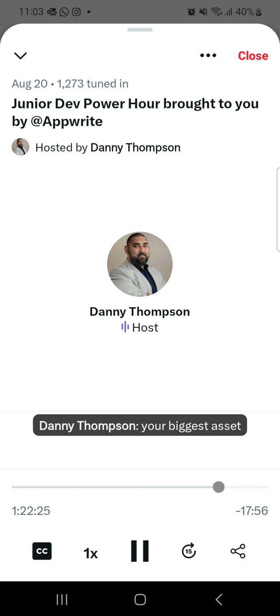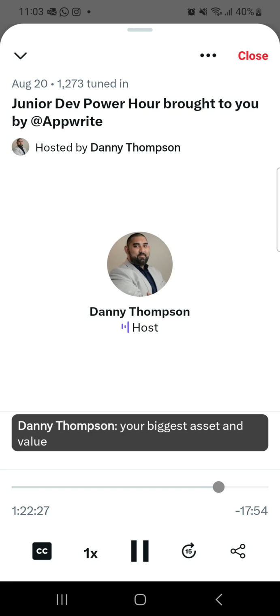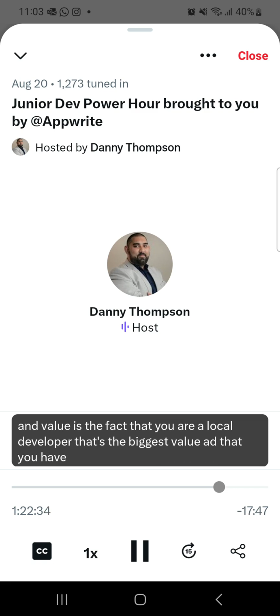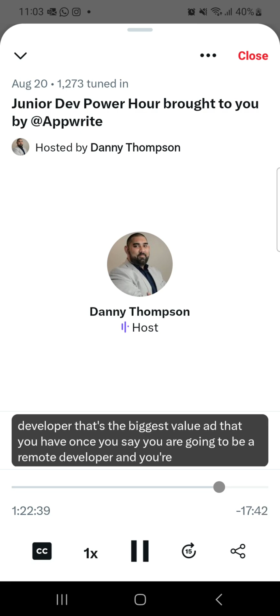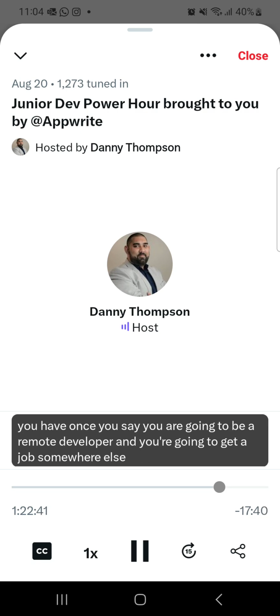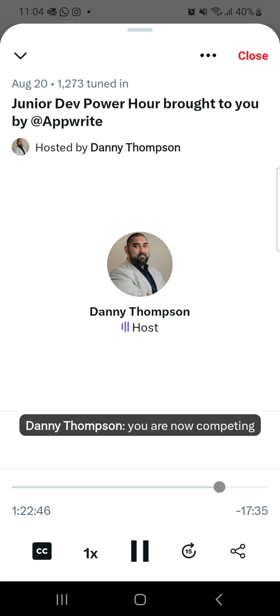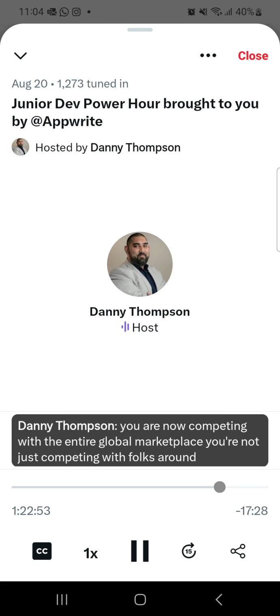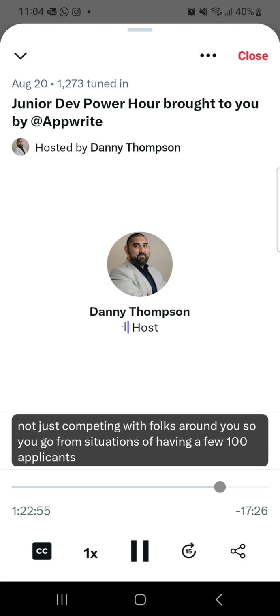Your biggest asset and value is the fact that you are a local developer. That's the biggest value add that you have. Once you say you are going to be a remote developer and you're going to get a job somewhere else, number one, you are now competing with the entire global marketplace. You're not just competing with folks around you. So you go from situations of having a few hundred applicants to tens of thousands of applicants.